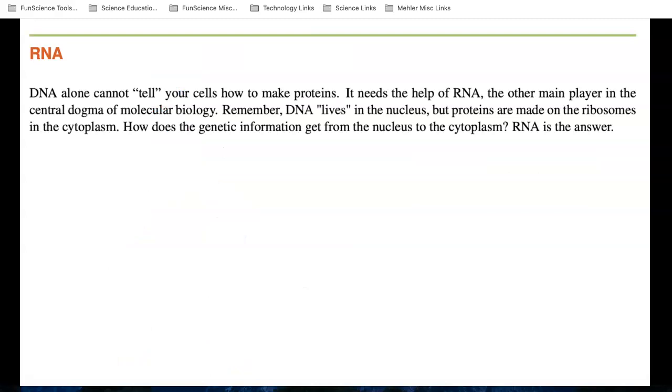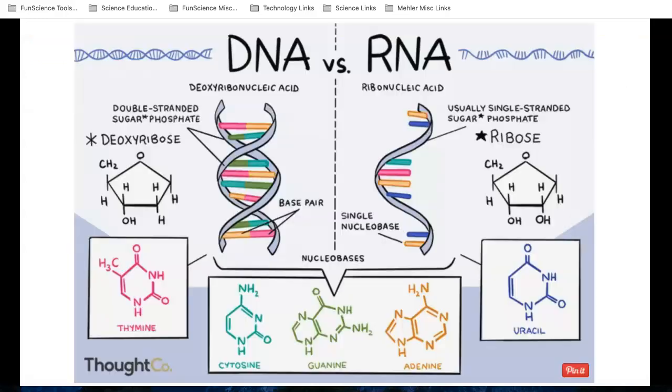RNA. DNA alone can't tell your cells how to make proteins. It needs the help of RNA. So the other main player in the central dogma of biology is RNA. Remember, DNA lives in the nucleus, but the proteins are made out in the cytoplasm. So how does it get there? RNA is the answer. So let's take a look at this diagram.